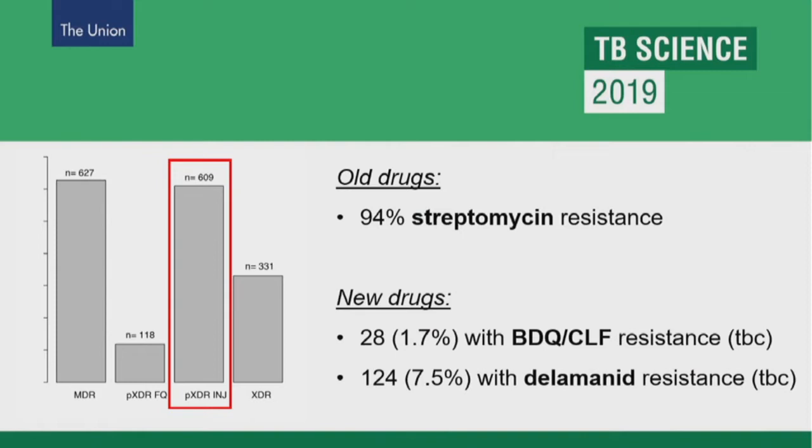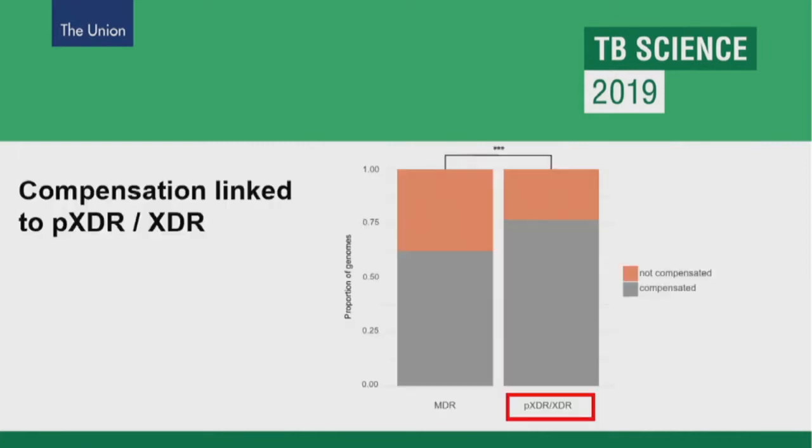Going back to the compensatory mutations, we then looked at the potential association with different resistance profiles, and perhaps not surprisingly, we see that our compensatory mutations were also associated with pre-XDR and XDR TB. So suggesting that these compensatory mutations not only help or contribute to transmission of MDR, but also facilitate the acquisition of additional resistance and then the onward transmission of pre-XDR and XDR.